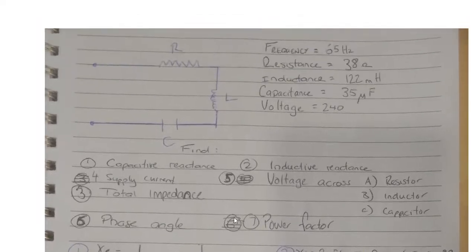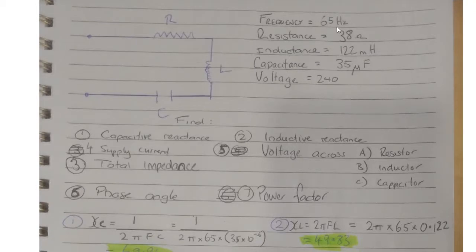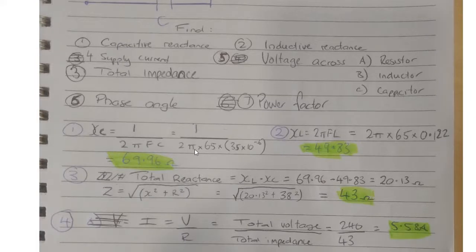So if I substitute in my values from the top here, I'm going to need frequency 65 and capacitance 35 microfarads. So I go 1 over 2 pi times 65, that's my frequency, times 35 times 10 to the negative 6. So it's 35 microfarads. Remember, if we want to convert from micro back to regular units, so from microfarads to farads, we multiply that by 10 to the negative 6. Experiment with that in your calculator. Make sure that you can get the right answer.